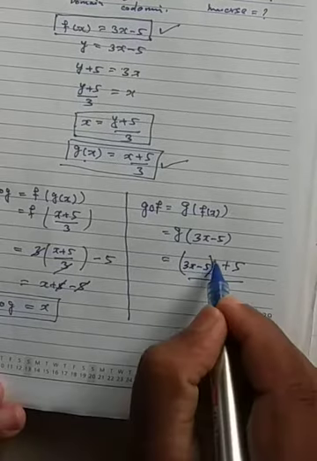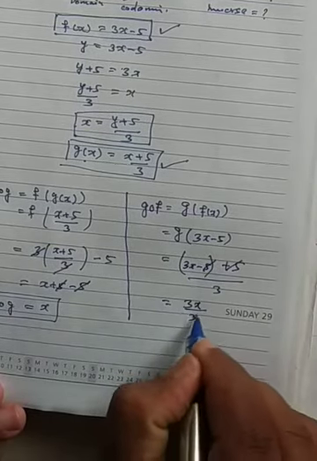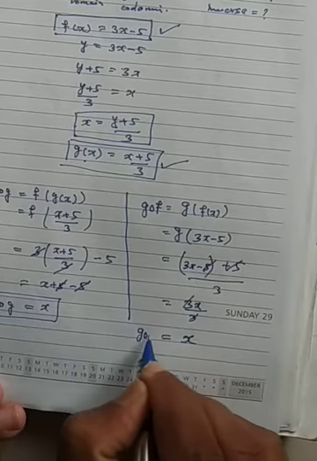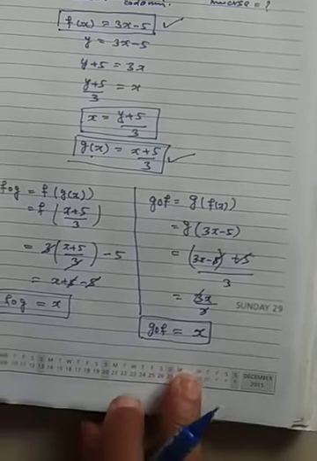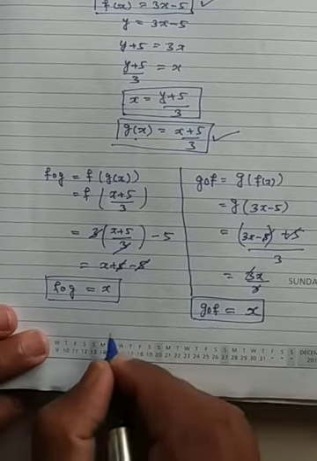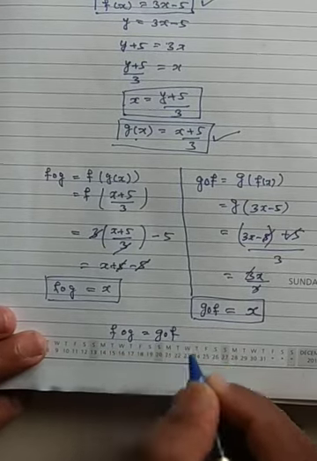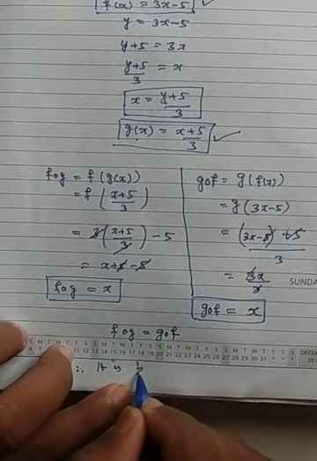Now you can see plus 5 minus 5 get cancelled. What we are having? 3x by 3. So this 3 get cancelled. Now we are having x. This is g circle f. So we are getting here both the values. You can see f circle g and g circle f are one and the same. So f circle g is equal to g circle f. So what we can say? Therefore it is bijective.